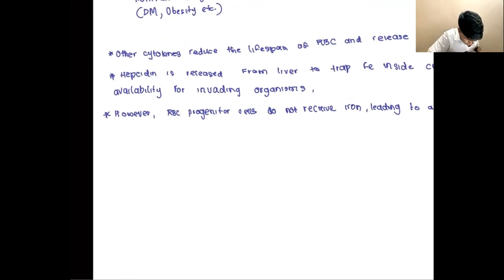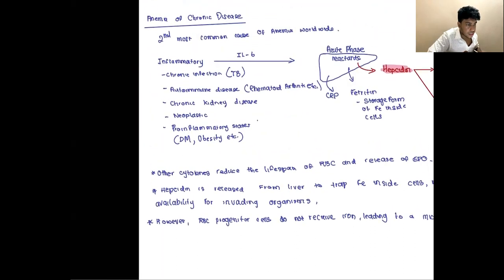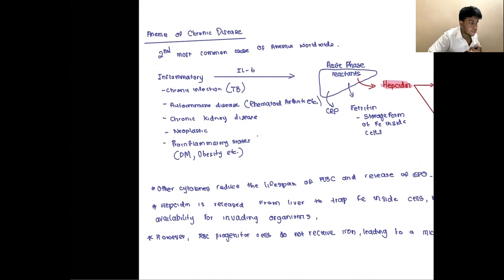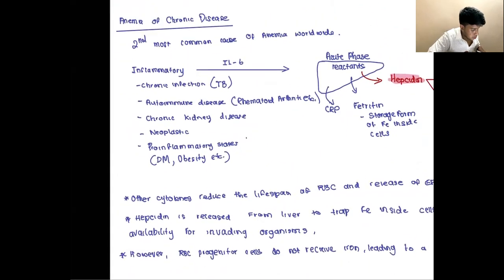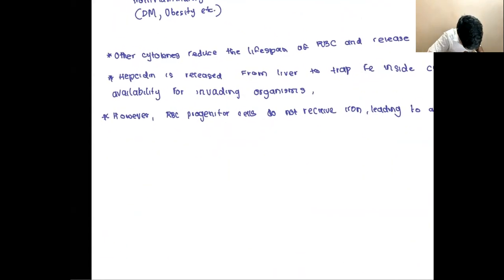Now, next, this is the whole pathogenesis. There's nothing else. If there's any inflammatory state, acute phase reactants are released. One of them is hepcidin, which inhibits iron release from cells. Next, let's talk about the diagnosis.